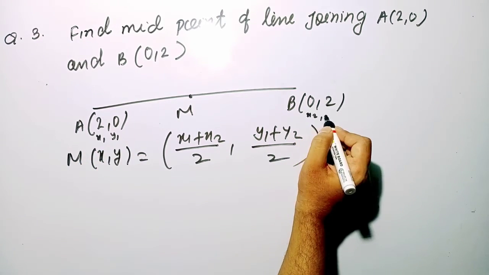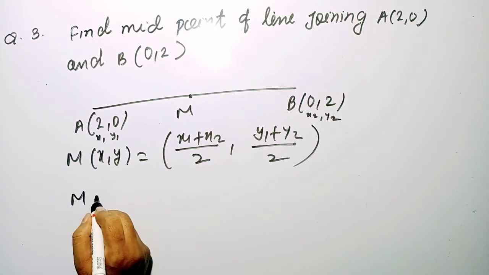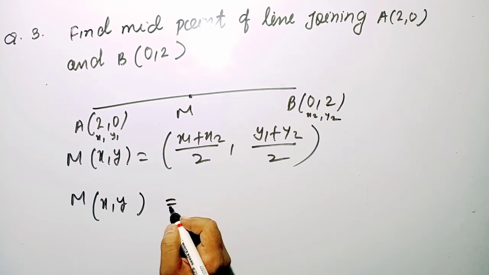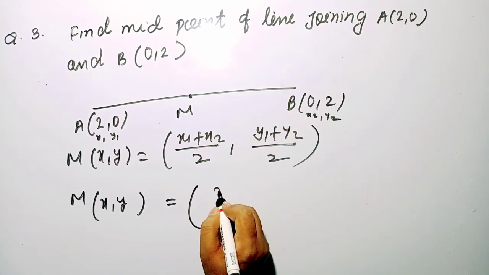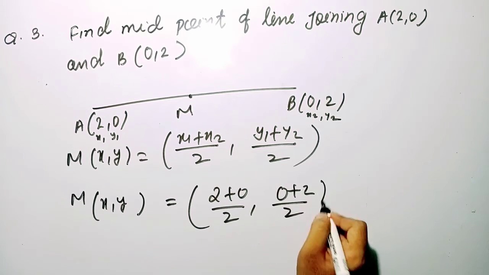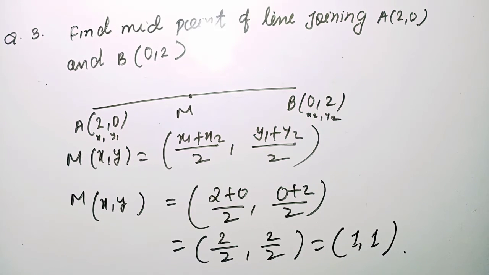So we can determine x1 and y1, x2 and y2, right students? So we can put the values of x1 and y1 to determine the midpoint. What is x1? x1 is 2 and x2 is 0. So 2 plus 0 by 2, and y1 plus y2 is 0 plus 2 by 2. Okay, so we are getting 2 divided by 2 and 2 divided by 2. So the midpoint is (1, 1). So the midpoint of the line joining AB is 1 and 1.